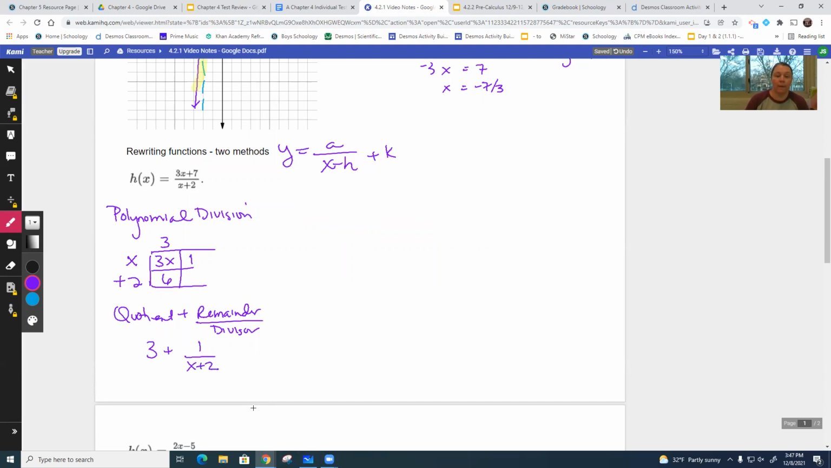And if I take this and rewrite it so that it's more in this form, I could write h of x equals 1 over x plus 2, and then plus 3. So then I would easily be able to say, oh, my h is -2, so that means I'm going to the left 2, and then my k is 3, going up 3. It's the same equation as what we had up here, just how we could rewrite that to get to it.